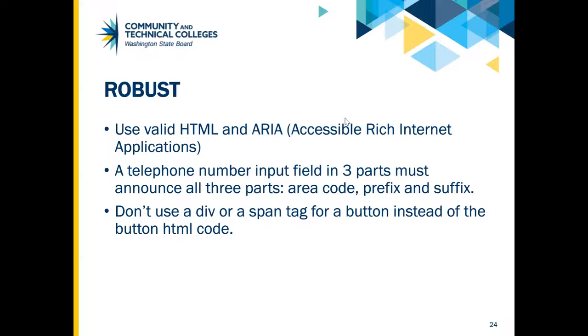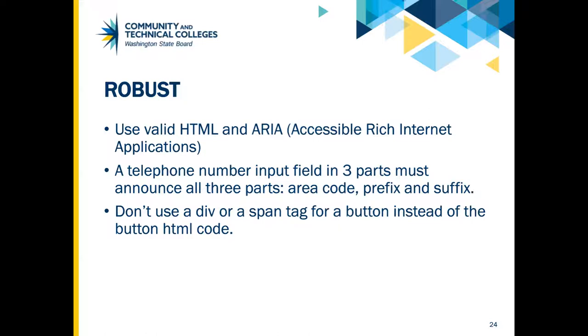Robust. Does your web content work on all types of devices and older browsers? Do you have large images that take time to download on a mobile device? Does your content change size to fit the user's screen, or do they have to scroll? If we build websites according to WCAG standards and we use valid HTML and ARIA, which stands for Accessible Rich Internet Applications, they should provide a robust experience for all of our users. ARIA is a set of attributes that define ways to make web content and web applications, especially those developed with JavaScript, more accessible to people with disabilities.